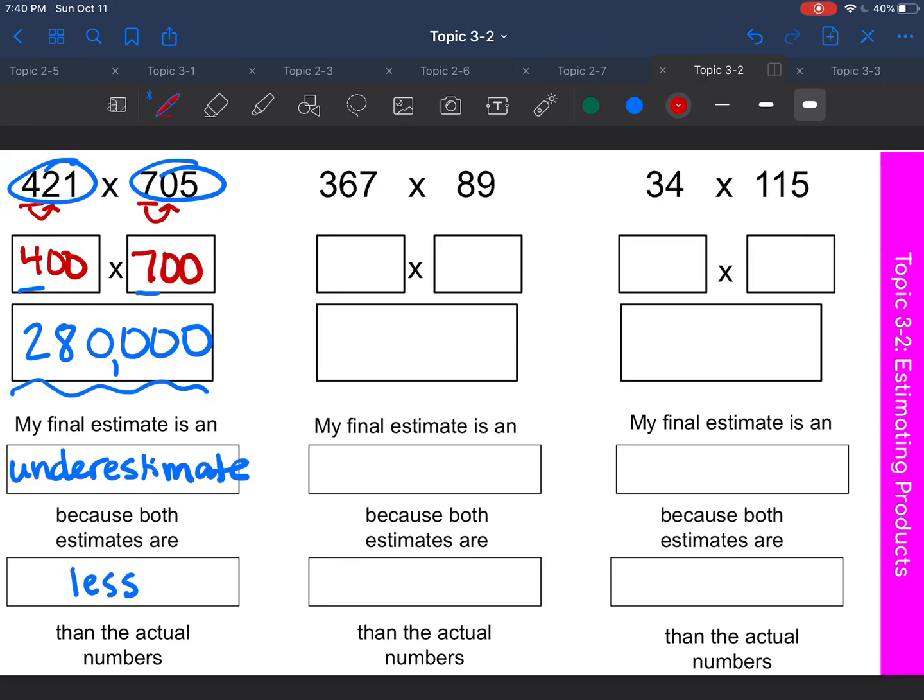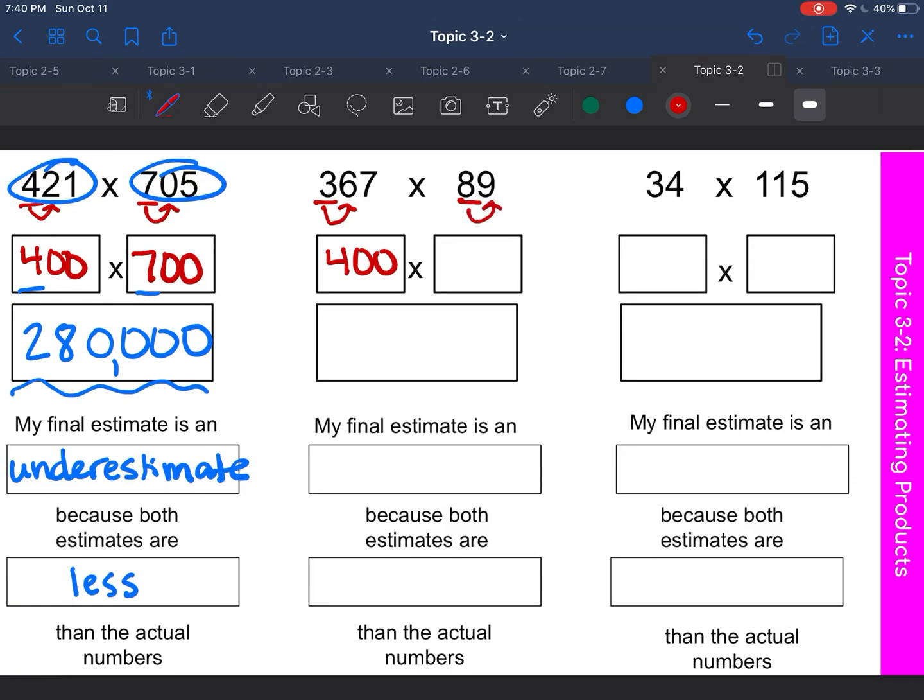So now let's look at the next example. We have 367 times 89. So 367 is the hundreds place. So we find our hundreds, which is the 3. We look next door, which is the 6. That 6 tells us to bump up that 3 to 400. And then 89, okay, is in the tens place.